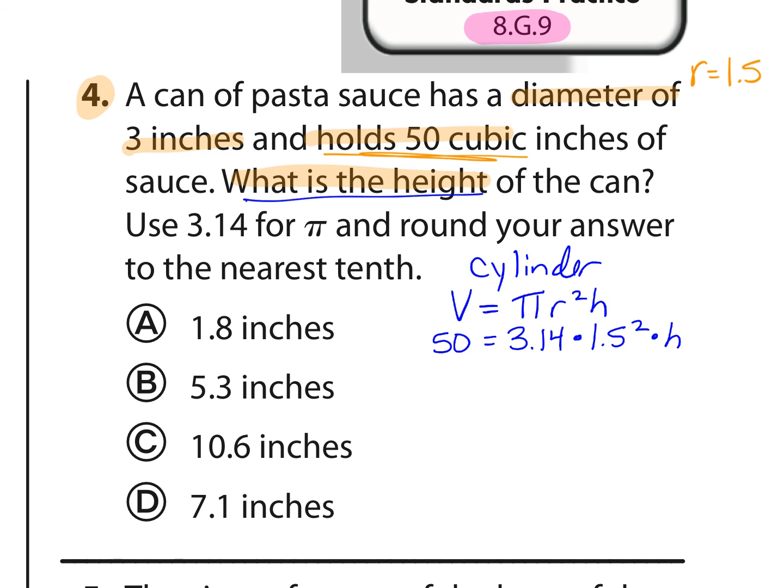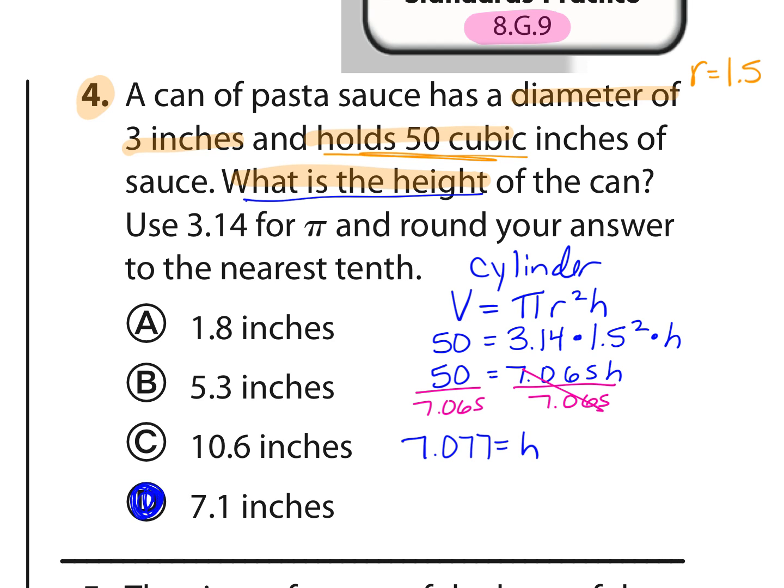So 3.14 times 1.5 squared is 7.065 h. We'll just bring that over. That's times h. And so now we just have this little one-step equation. We're going to divide both sides by 7.065 in order to get h by itself. And we get that h comes out to 7.077. It keeps on going, but it is about 7.1 inches.